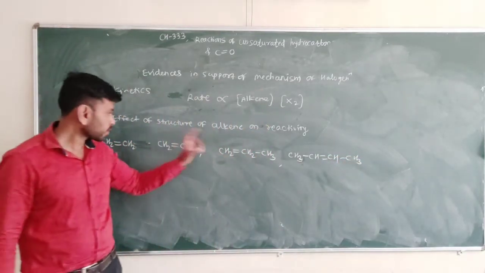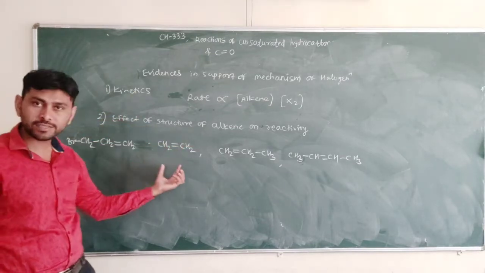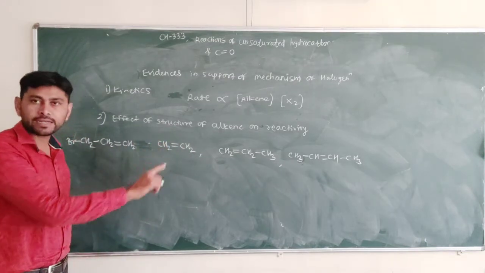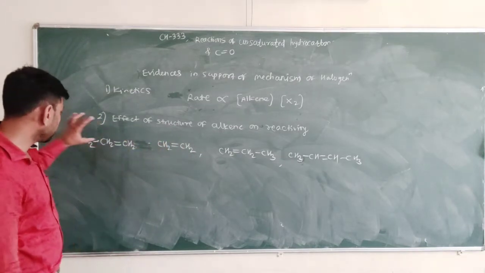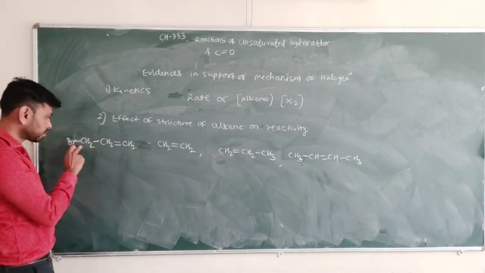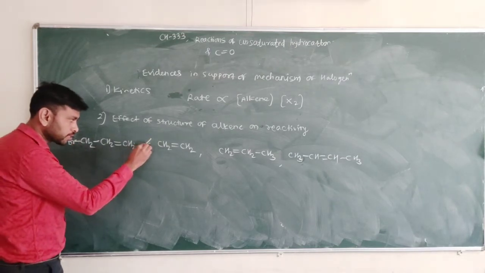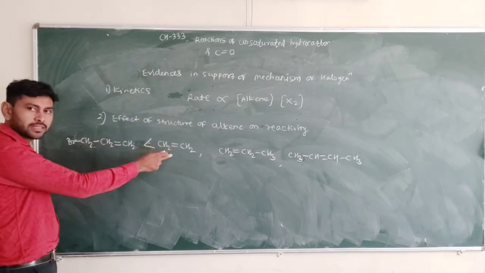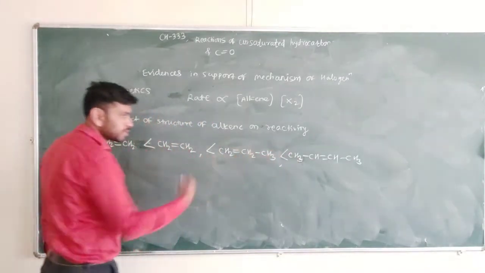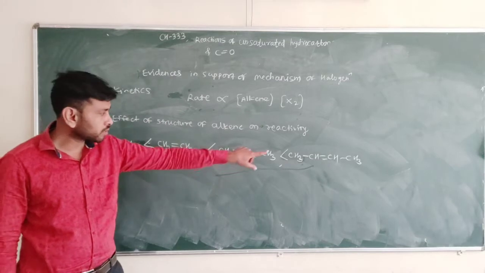If we change the structure of alkene and see the reactivity of these alkenes towards addition reaction, then we observe that the rate of reaction of this substituted alkene is less than this one, and it is again less than this one, meaning the reactivity order decreases in this way.